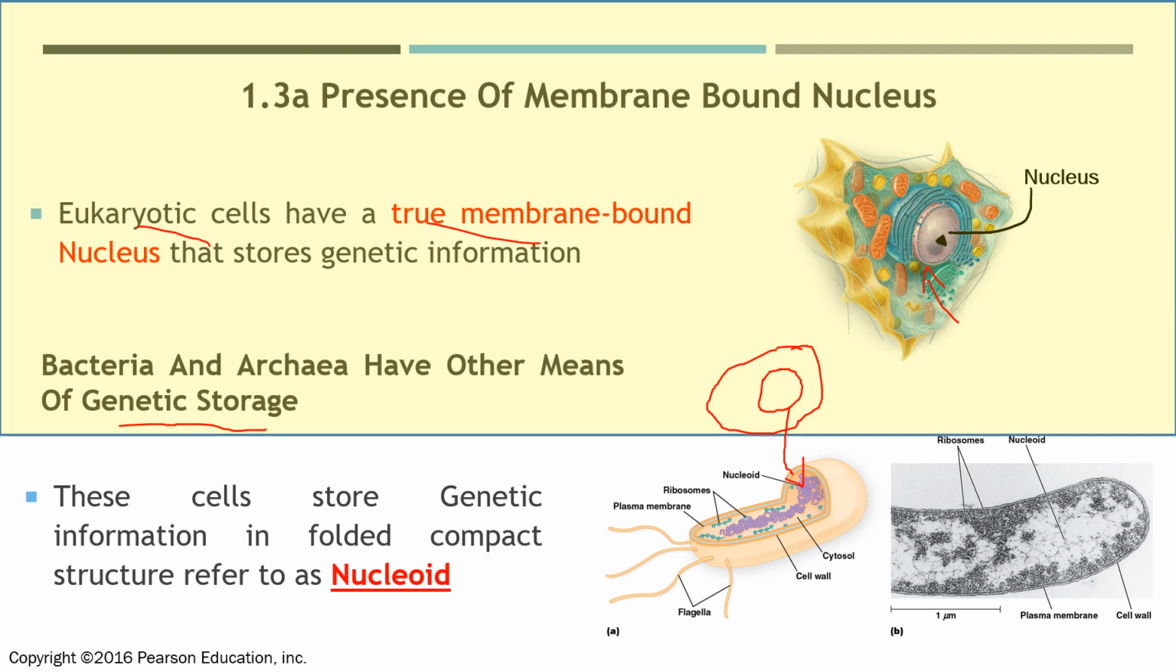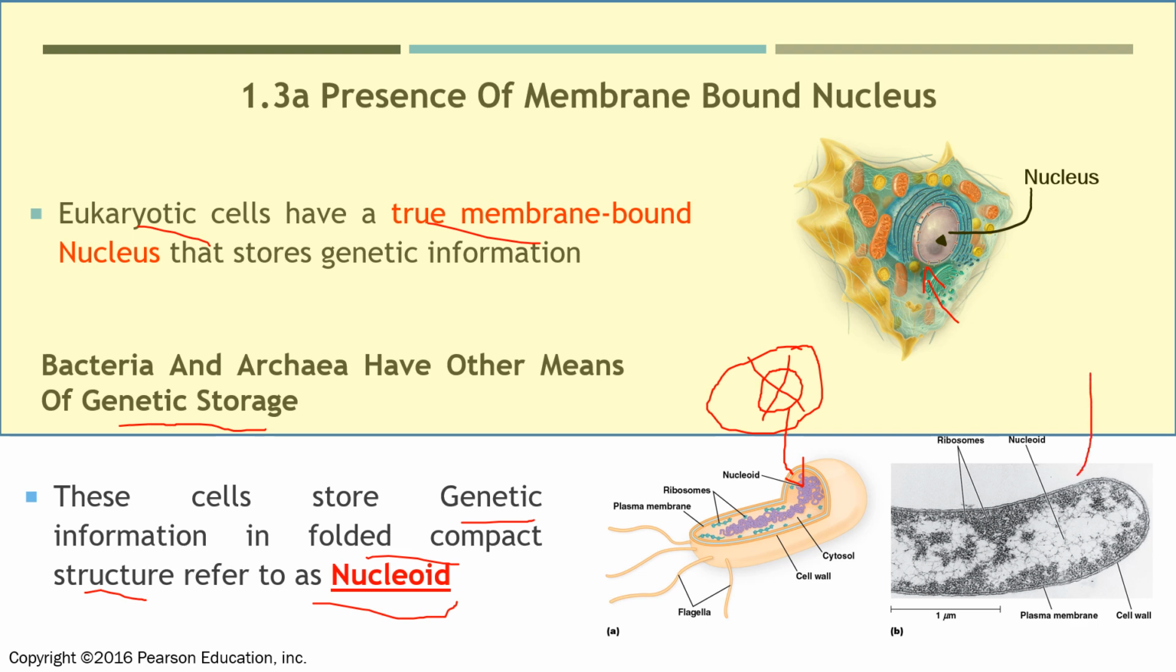And although definitely the prokaryotes don't have a true nucleus, the genetic information is stored in a folded and compact structure that is referred to as a nucleoid. So this is not happening. What is happening is that, again, we need to fold it in a slightly different way.